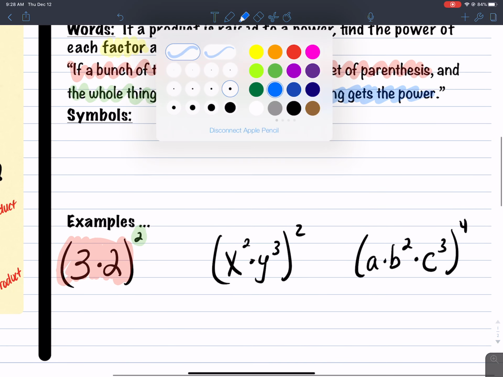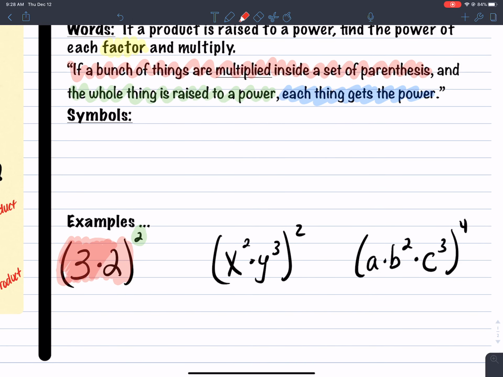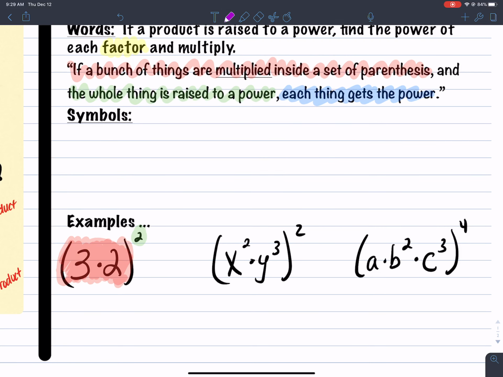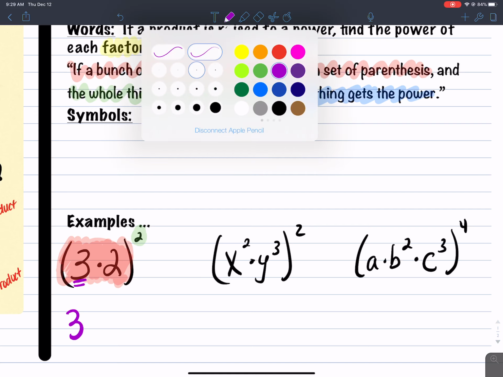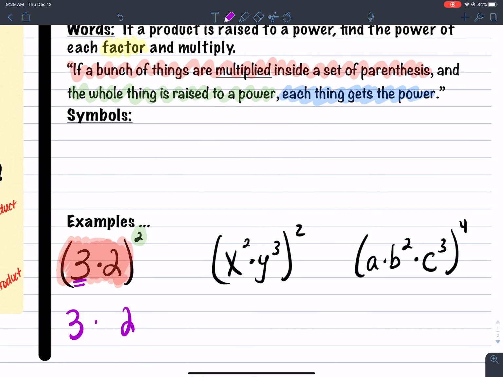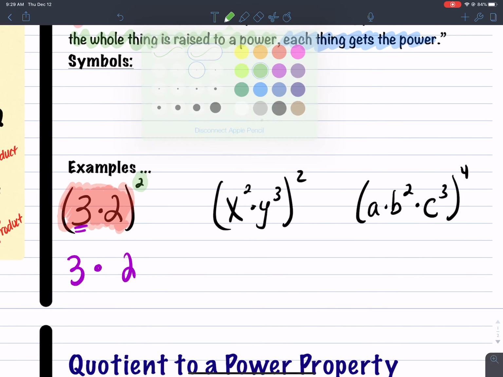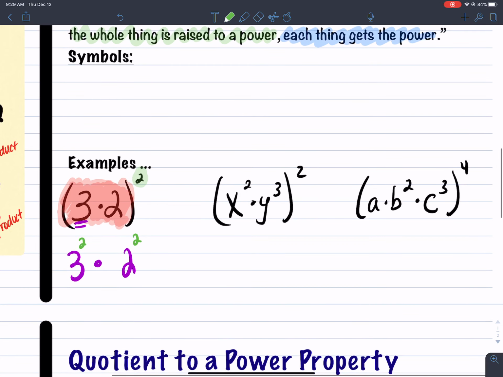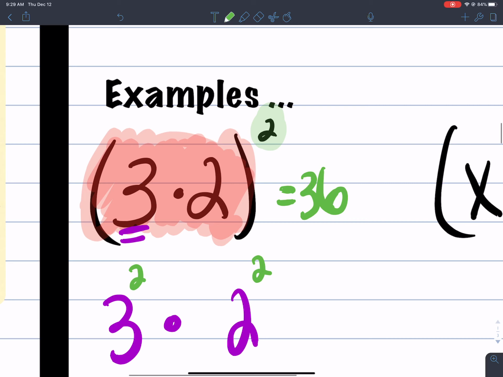So let's break that down for a second. So again, here we realize that there's a bunch of things being multiplied inside a set of parentheses. Now, what are those two things? One of them is 3, and the other one is 2. So what this tells us is that each of those factors, or each of those things that's being multiplied, gets the power of 2. So this would simplify. I know 3 squared is 9, and 2 squared is 4, so this would be 36. And it's nice to note that we could just use our order of operations to verify that, right? If I was going to simplify this, in our order of operations, parentheses come first.